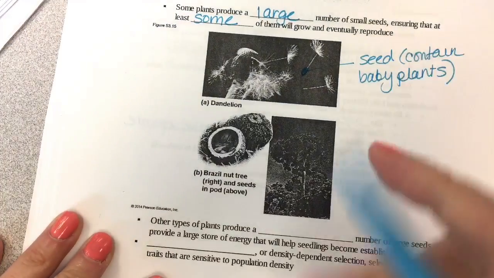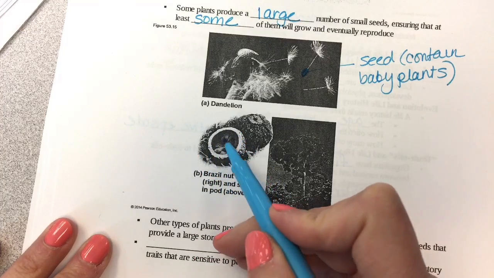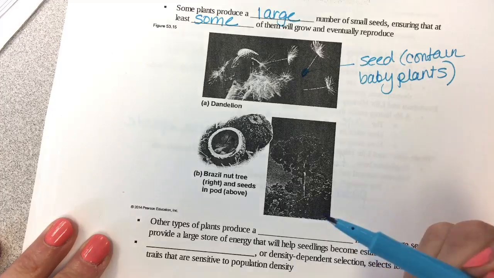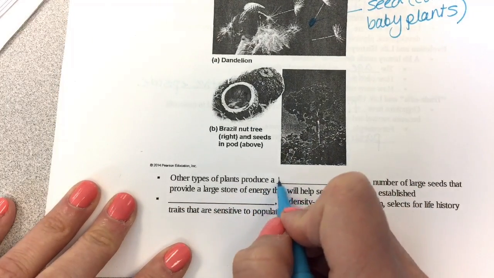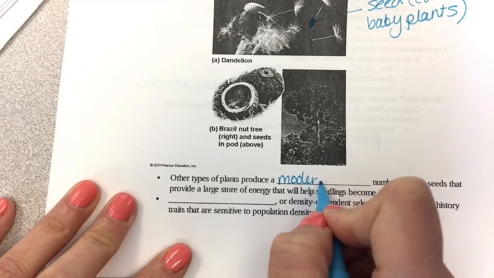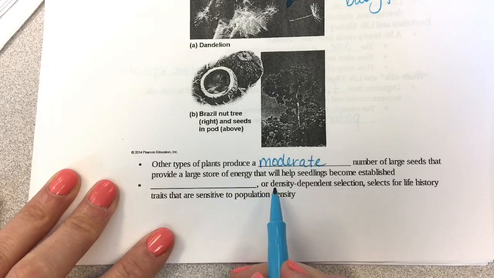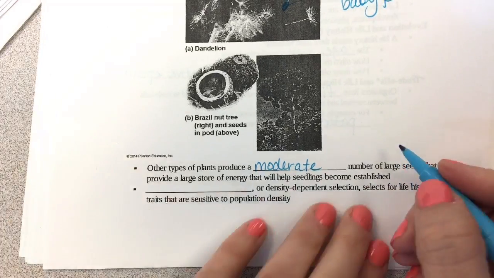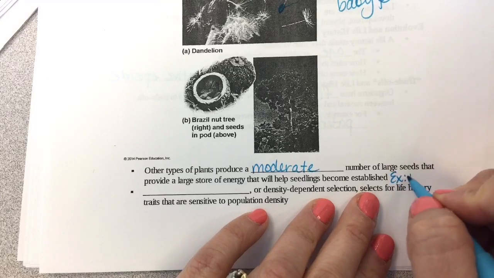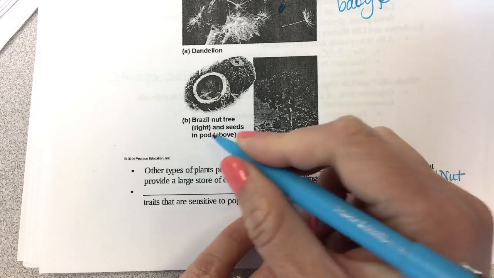Alrighty. This is a Brazil nut. It has a pod, and inside are many seeds. So it's another example. Other types of plants produce a moderate number of large seeds that provide a large store of energy that will help the seedlings become established. And so this is the example with the Brazil nut up here.